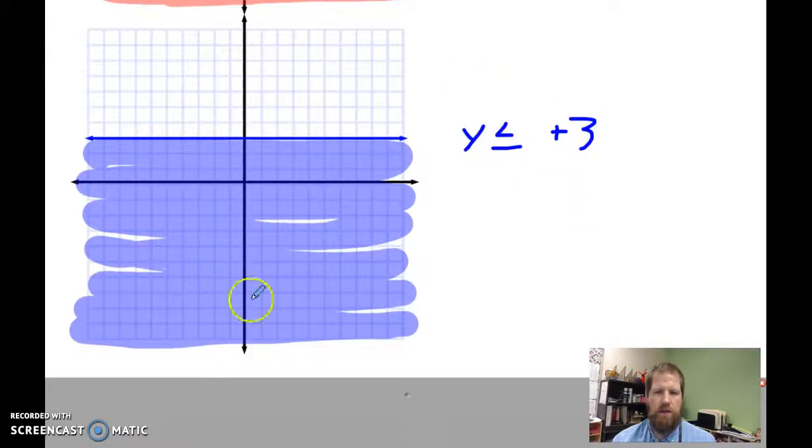And so this graph is just y less than or equal to 3. Get rid of that plus. Okay, and that's all it would be. All right, we could even graph this on a number line, and it would look the same as our y-axis.